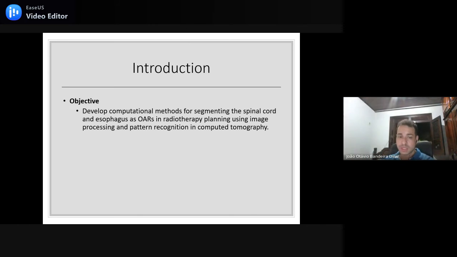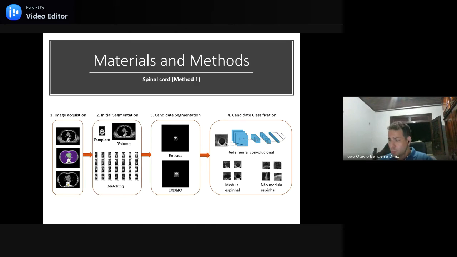We use a lot of techniques, but basically we can say we use techniques of image processing and pattern recognition. We proposed three methods: two for the spinal cord and one for the esophagus. In the first method for the spinal cord, we propose to use for the first time the IMLEAK, a superpixel algorithm that was never used in the medical domain. So we count this as a contribution of this first method.